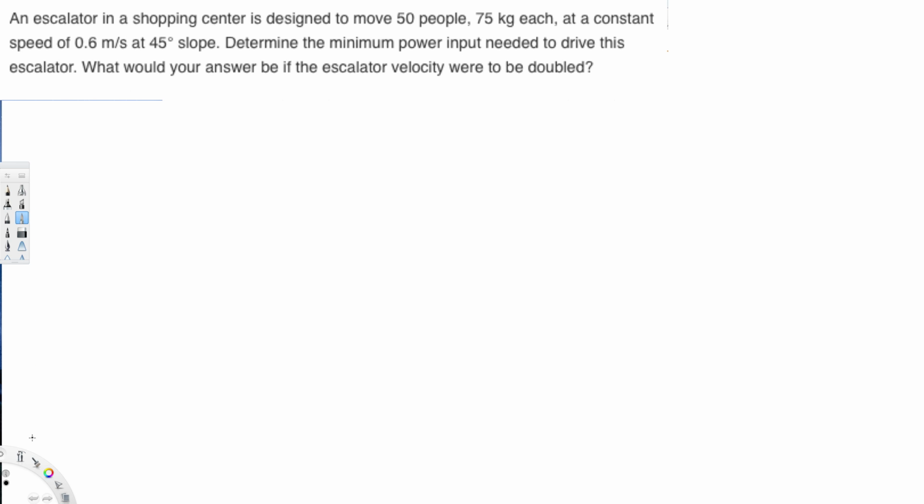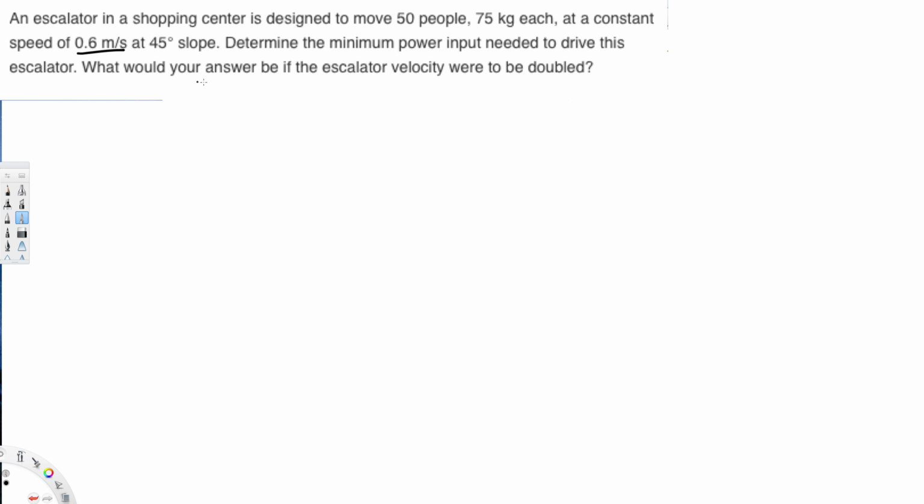Let's do this problem right here. The question is asking: an escalator in a shopping center is designed to move 50 people, 75 kilograms each, at a constant speed of 0.6 meters per second at a 45-degree slope. Determine the power input needed to drive this escalator, and what would your answer be if the escalator velocity were doubled? So let's see what happens when the velocity is 0.6, right?